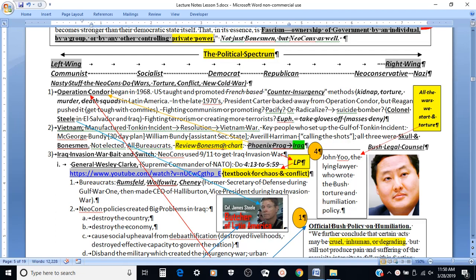They're all Skull and Bones men, not elected, all bureaucrats. So I mentioned here that one of the programs in the Vietnam War was the Phoenix Project. It was an assassination program meant to knock off key Viet Cong figures. All right.